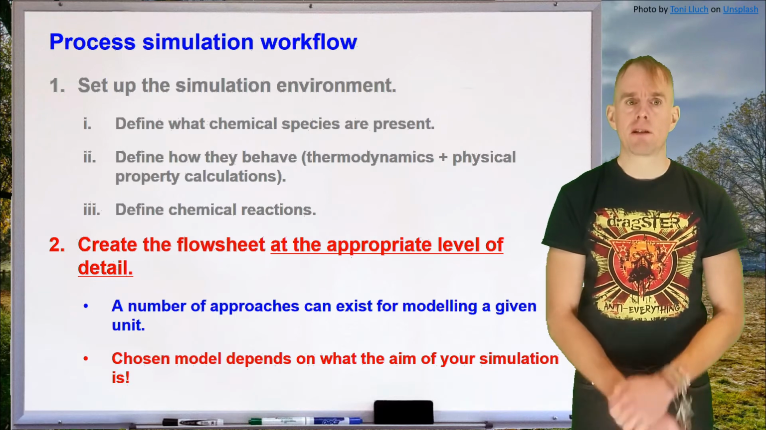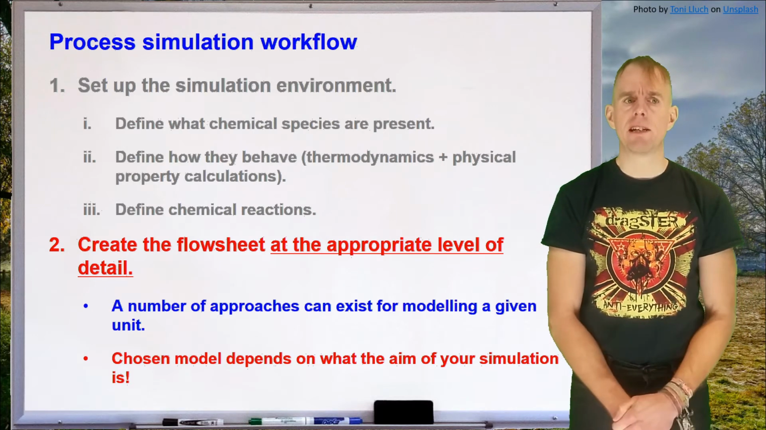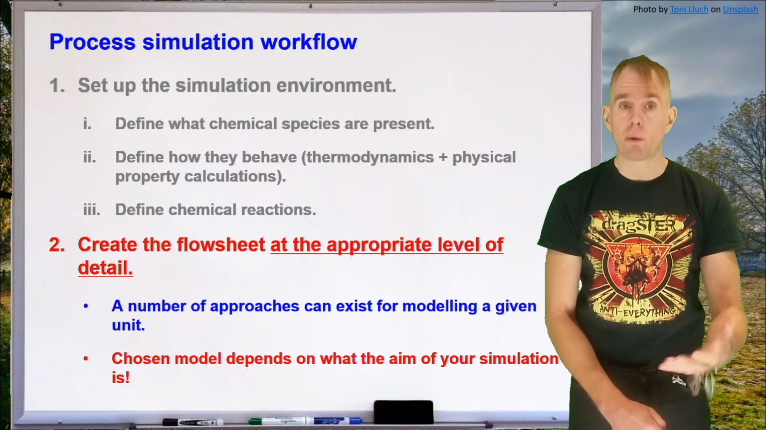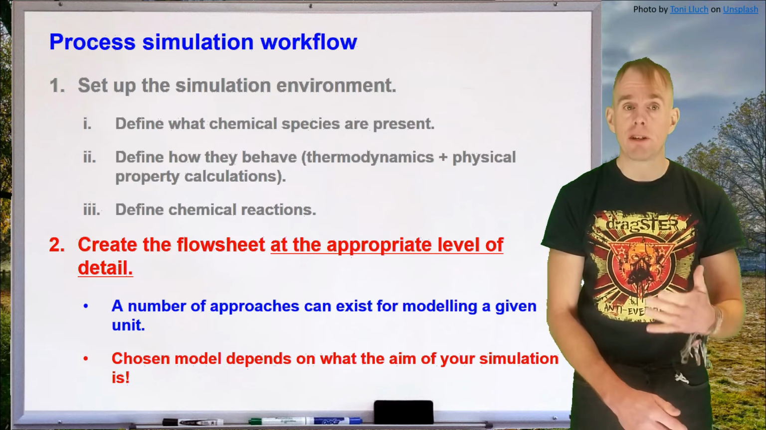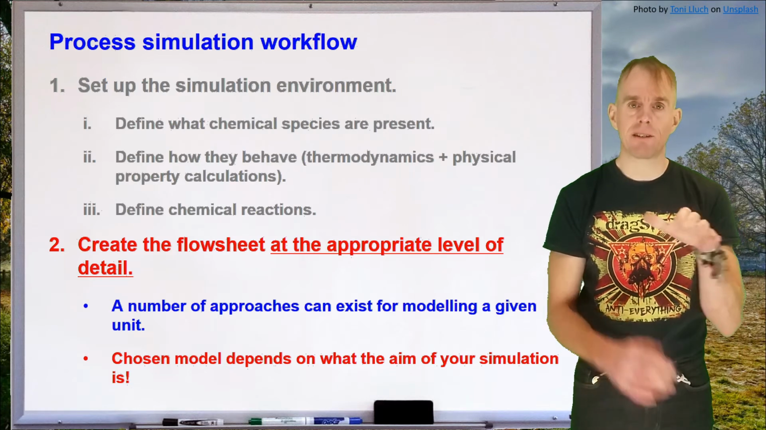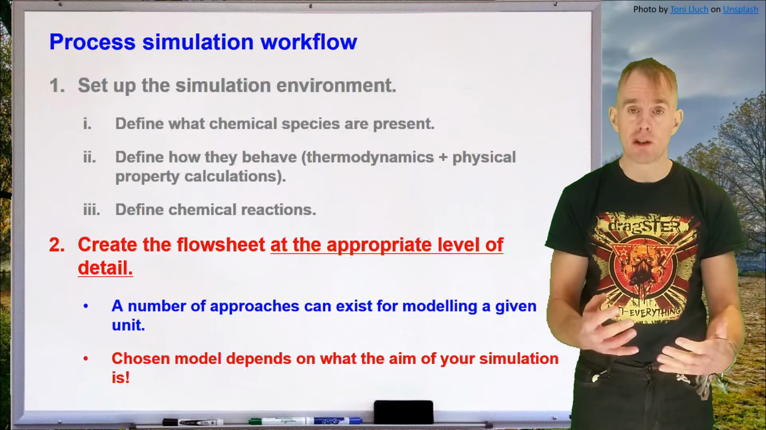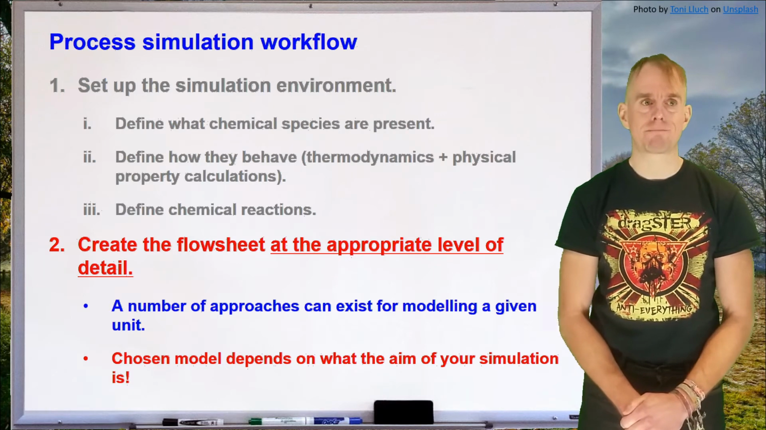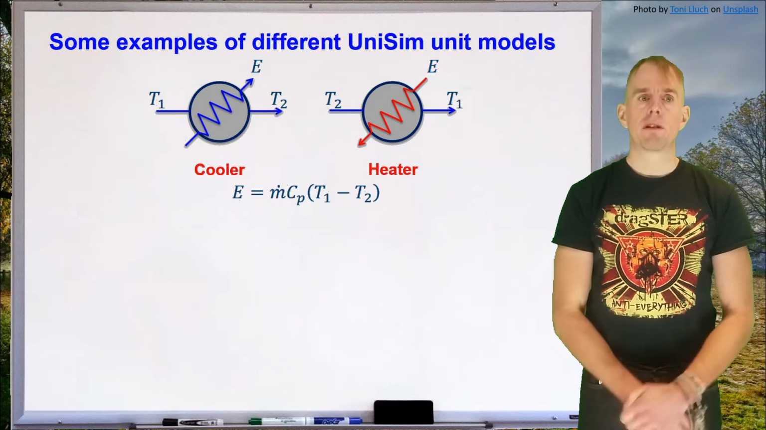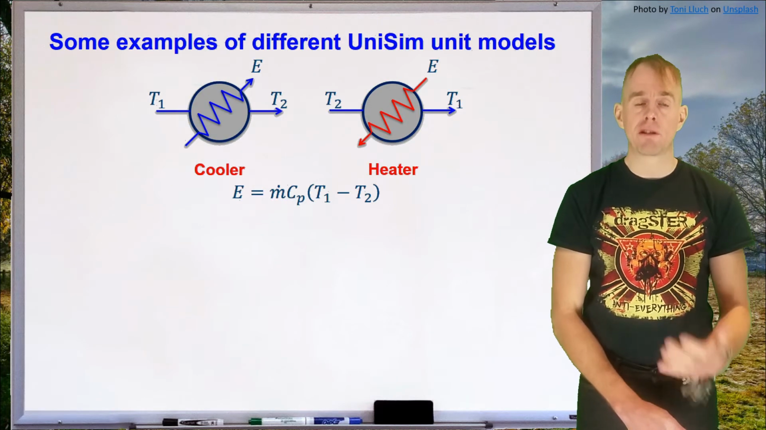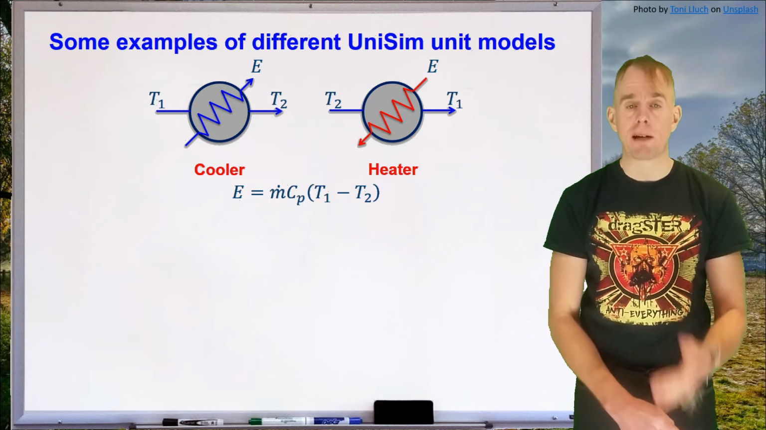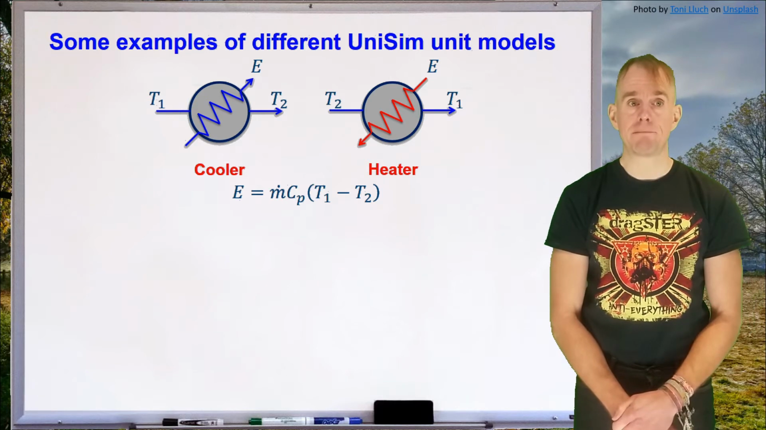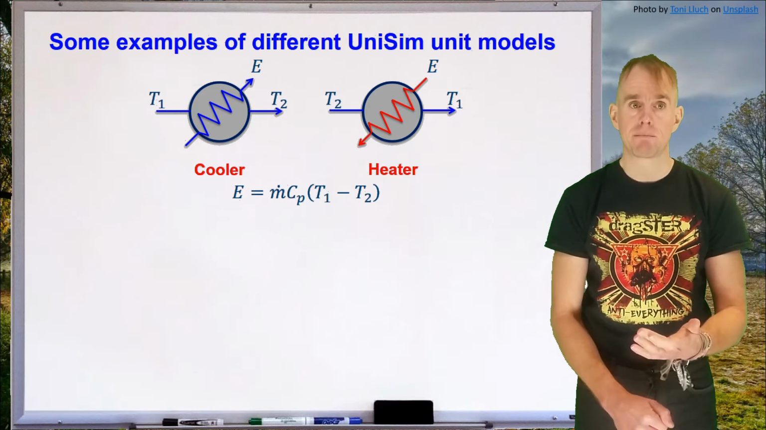So if we think about flowsheet development, again what we're going to see is that a number of different approaches can exist for modelling a given unit, and again the choice of the approach that you use depends on the aim of your simulation. Don't forget that the aim of these tutorials is that basic flowsheet development, and so that's the context within which we're going to look at the unit models. So here on the whiteboard I've put up two examples of a simple unit model. They can change the temperature of a material stream. So for example, a cooler will cool a material stream down and a heater will heat a material stream up.